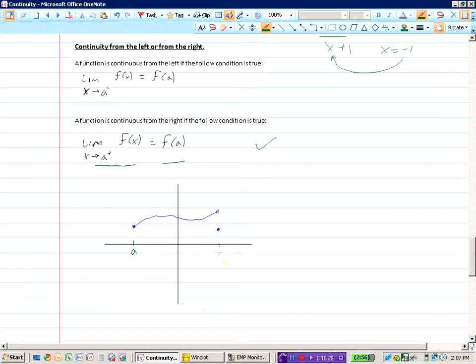If we pretended now that this was point a, let's see if this function is continuous from the left at this point. Is the limit as x approaches a from the left equal to f of a? No. So here would be an example where this function is not continuous from the left, because as I approach from the left, I'm coming up to a different y value than the actual y value is.